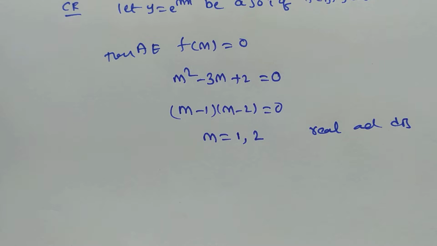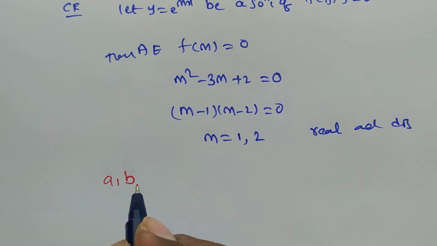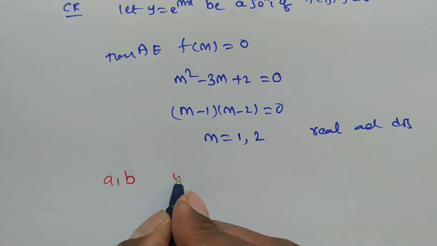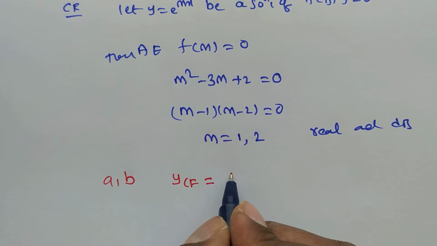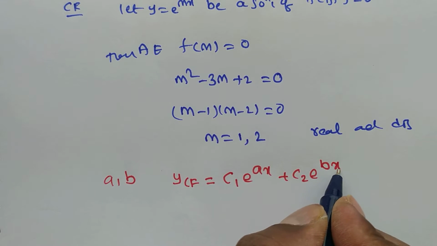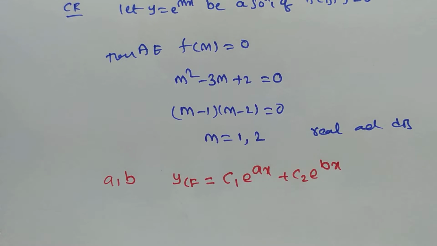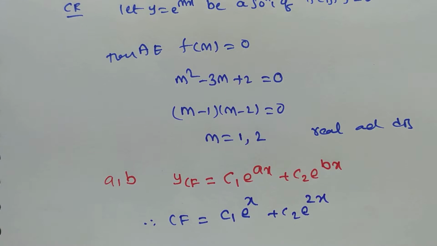Friends, you remember, when the roots are real and distinct, for example a, b are the two roots, the complementary function, denoted y CF, is defined as C1 e power ax plus C2 e to the power of bx. Here a is equal to 1, b is equal to 2. Therefore, for this problem, the complementary function is C1 e power 1x plus C2 e to the power of 2x. So the complementary function is completed.